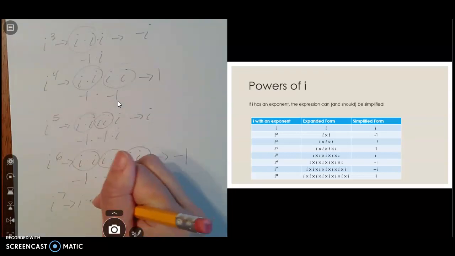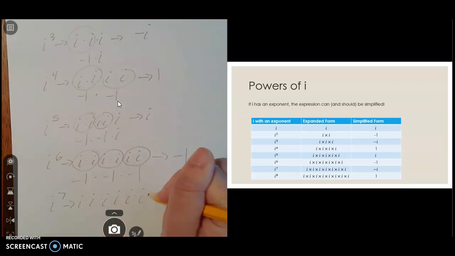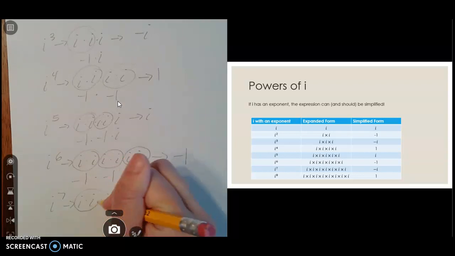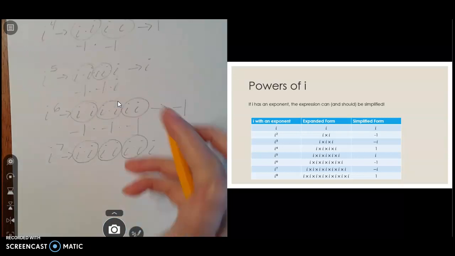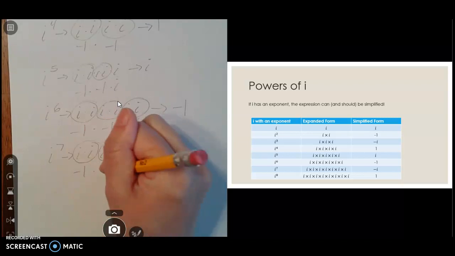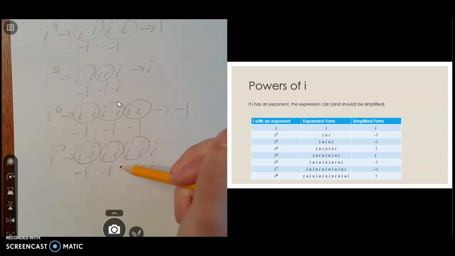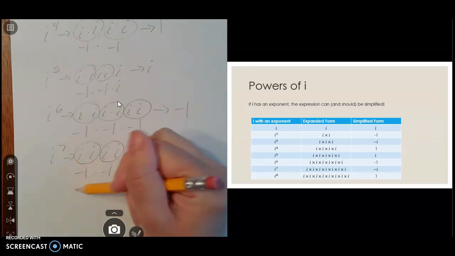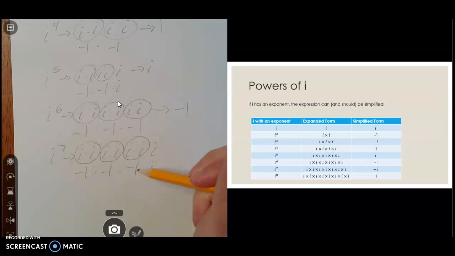All right, then we've got i to the seventh. Well, that's 7 i's, right? 1, 2, 3, 4, 5, 6, 7. I'm just circling the pairs of i squared because I know i squared is negative 1. So I've got i squared times i squared times i squared times i squared times i squared times i. So that's negative 1 times negative 1, which would be positive 1, times negative 1, which would be negative 1, times i, which would give me negative i.